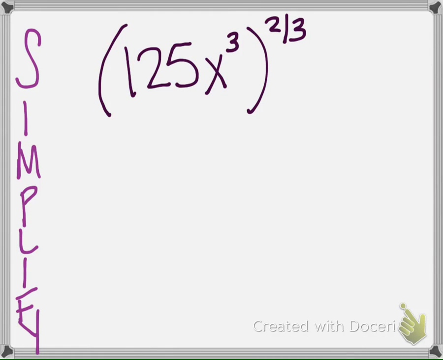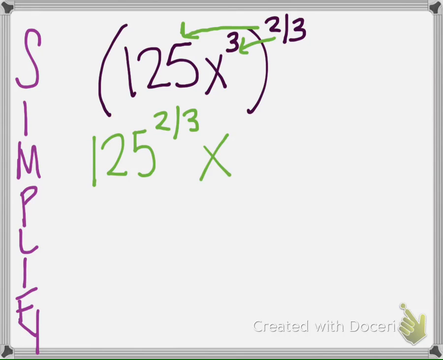Alright, first thing I'm going to do is go ahead and distribute our exponent. And we have to distribute it to everything inside the parentheses, so even the 125. And then our rule with exponents, when we have an exponent on the outside of parentheses and the inside, is to multiply the exponents, just like the distributive property means to multiply. So we have 2/3 times 3, which is 2.